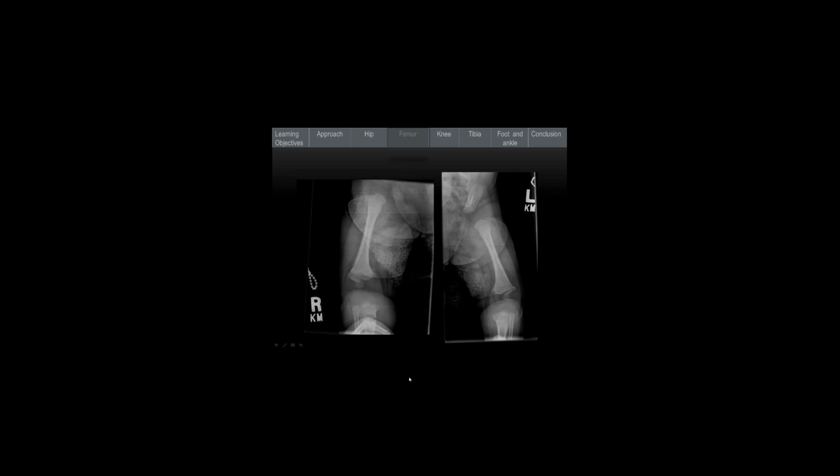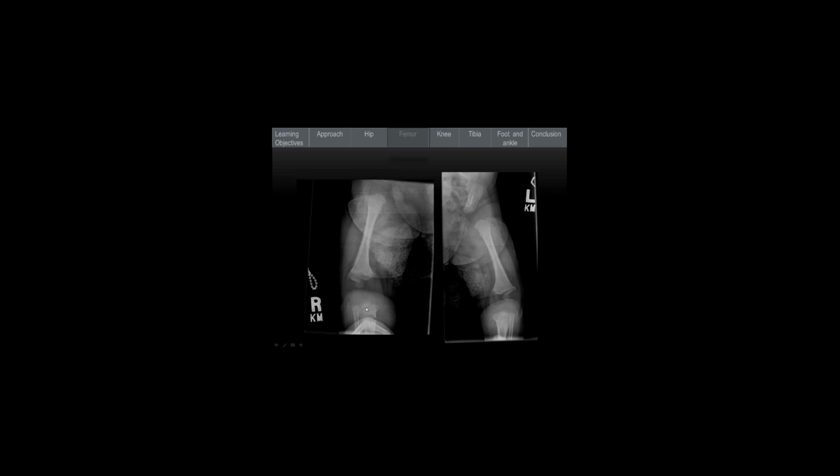The findings here we're going to talk about are imaging focused, but of course a clinician, even without imaging, could have a suspicion for this diagnosis. So this was a young child who came in, wasn't moving their legs appropriately. You can see we have imaging of the right side and the left side.